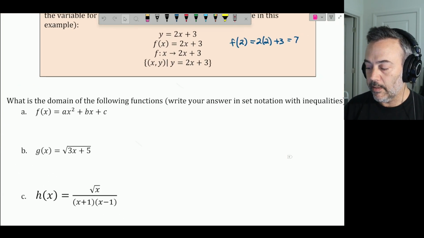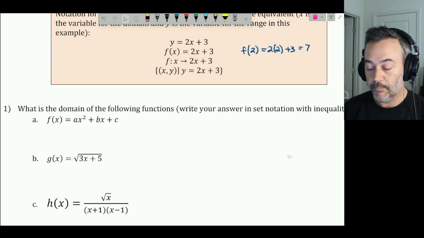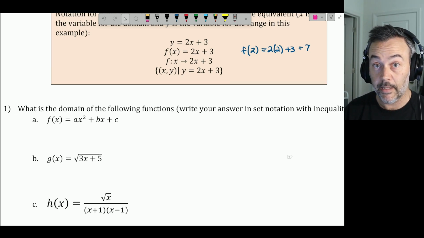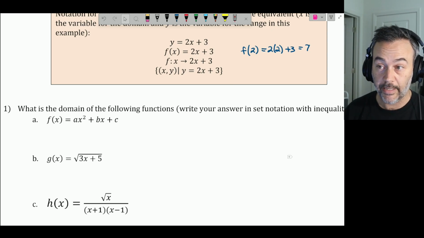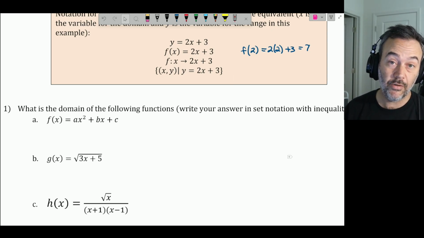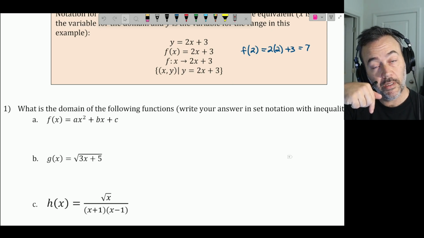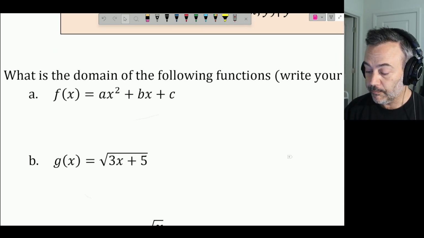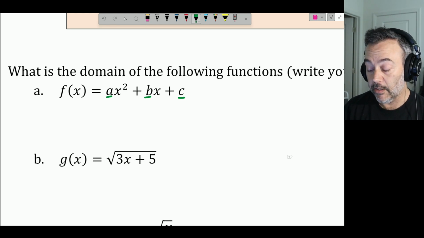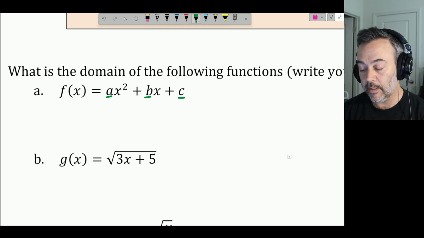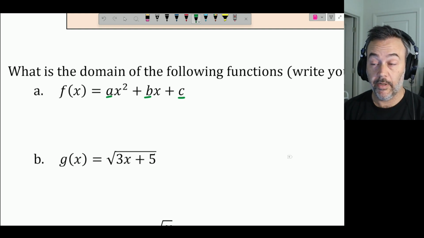Okay, now we also talked about domain. Domain is the set of all numbers that you can plug into the function. And in our case, we generally have x as our input, but sometimes we'll see t or d, but we have one number we put in and one number we get out. In this case, we're assuming that a, b, and c are all constants. They can be any constant. So a, b, and c could be any real number.